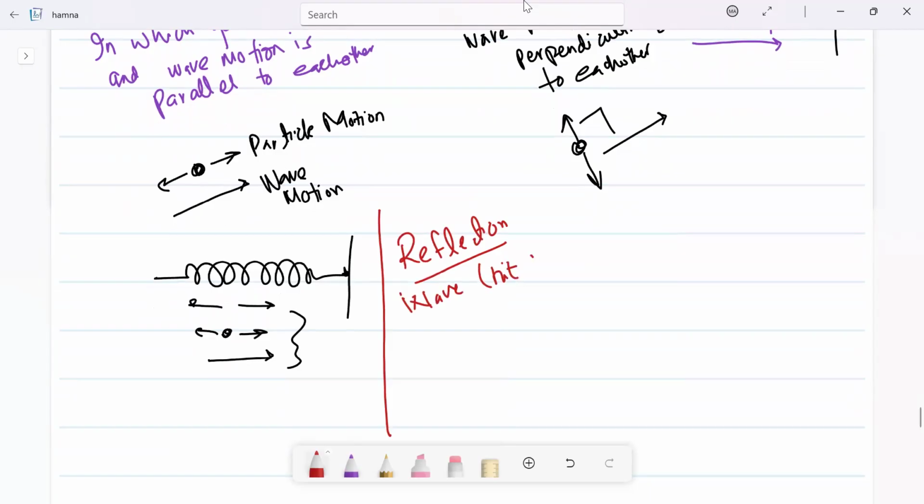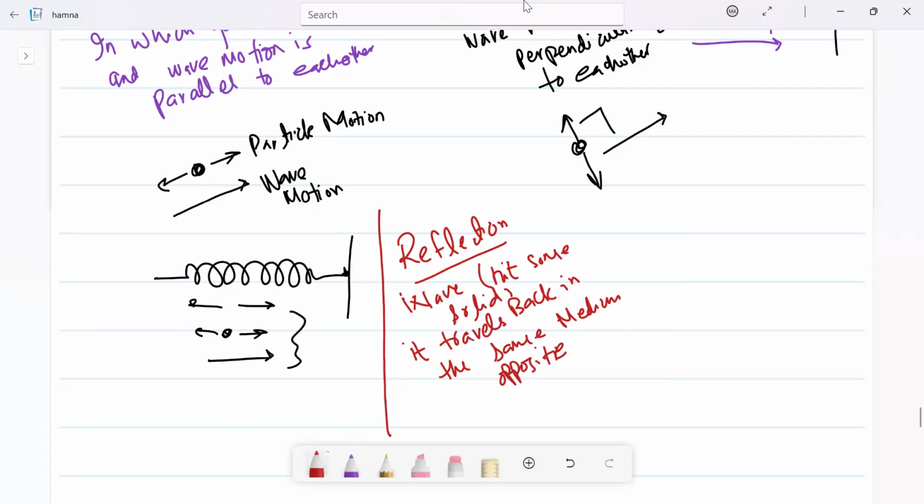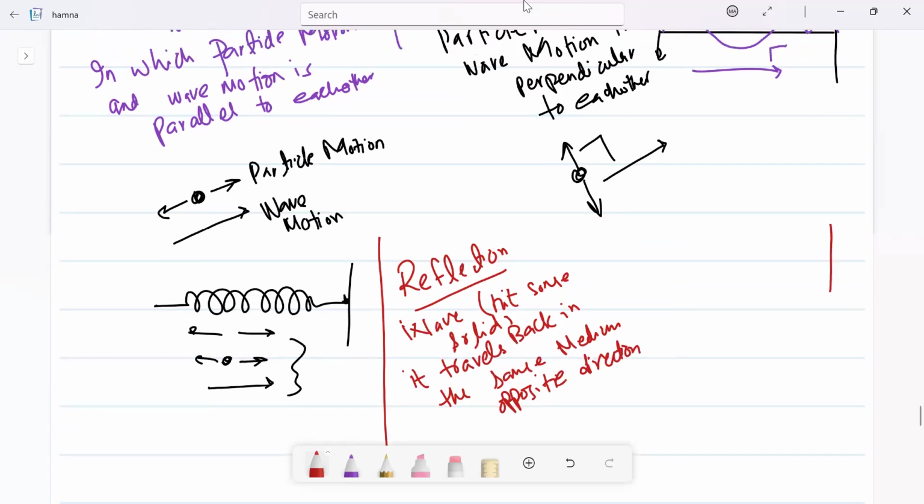hit some solid material, so it travels back in the same medium but opposite direction. लेट्स से इसी वेव की बात कर लेते हैं हम लोग कि rope attached है. इससे after hitting it, it would come back ना in the same medium because it has no other option. This is known as reflection of wave.